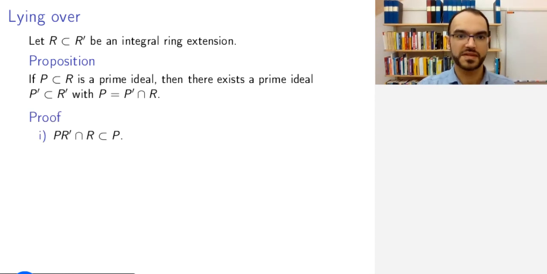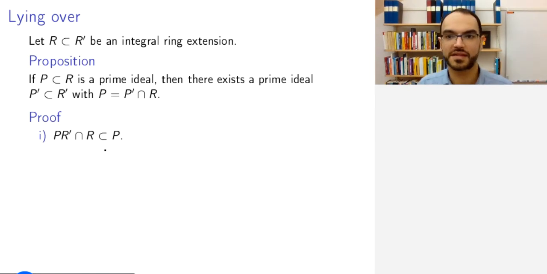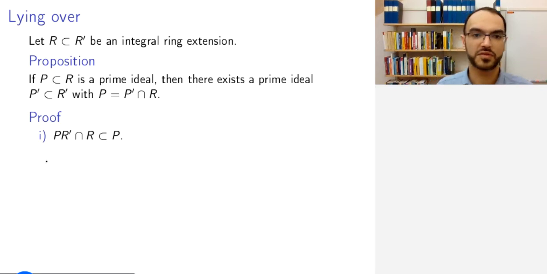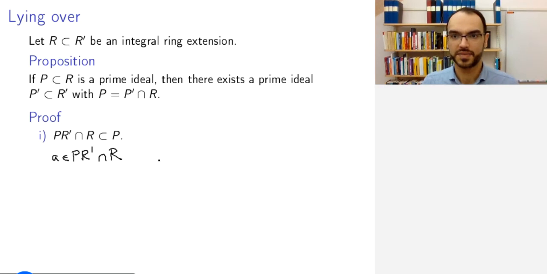We will do this in two steps. First, we will wait with P prime and observe the following property, that if we take our prime P, pass it up to R prime, and intersect it with R, we will stay inside P. This is not so trivial to show. So take A in PR prime intersect R. And we want to use some Cayley-Hamilton type argument, but the problem is we don't know if the ring R prime is finite or not. We know it's integral, but to be finite it has to be generated by a finite number of integral elements. We don't know that. However, we can look locally in some sense.